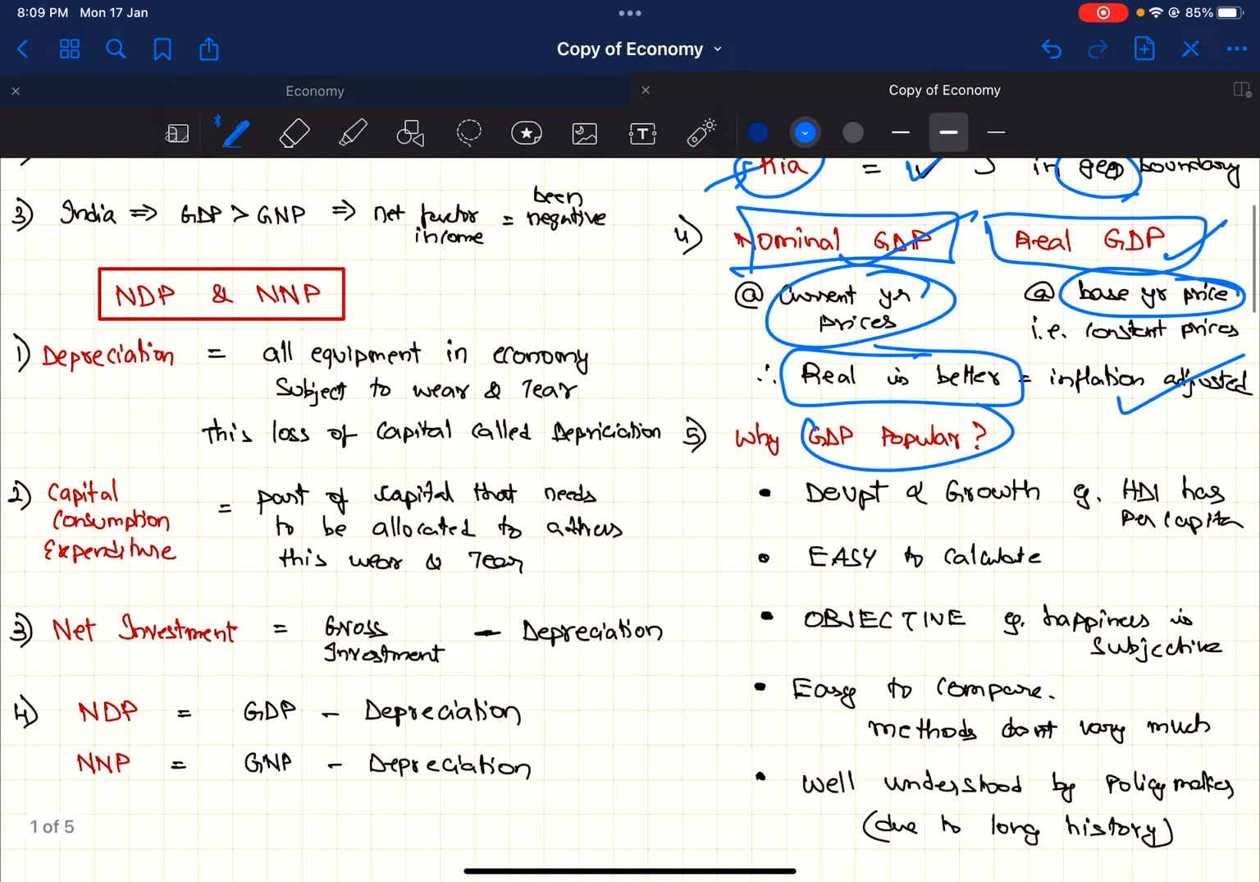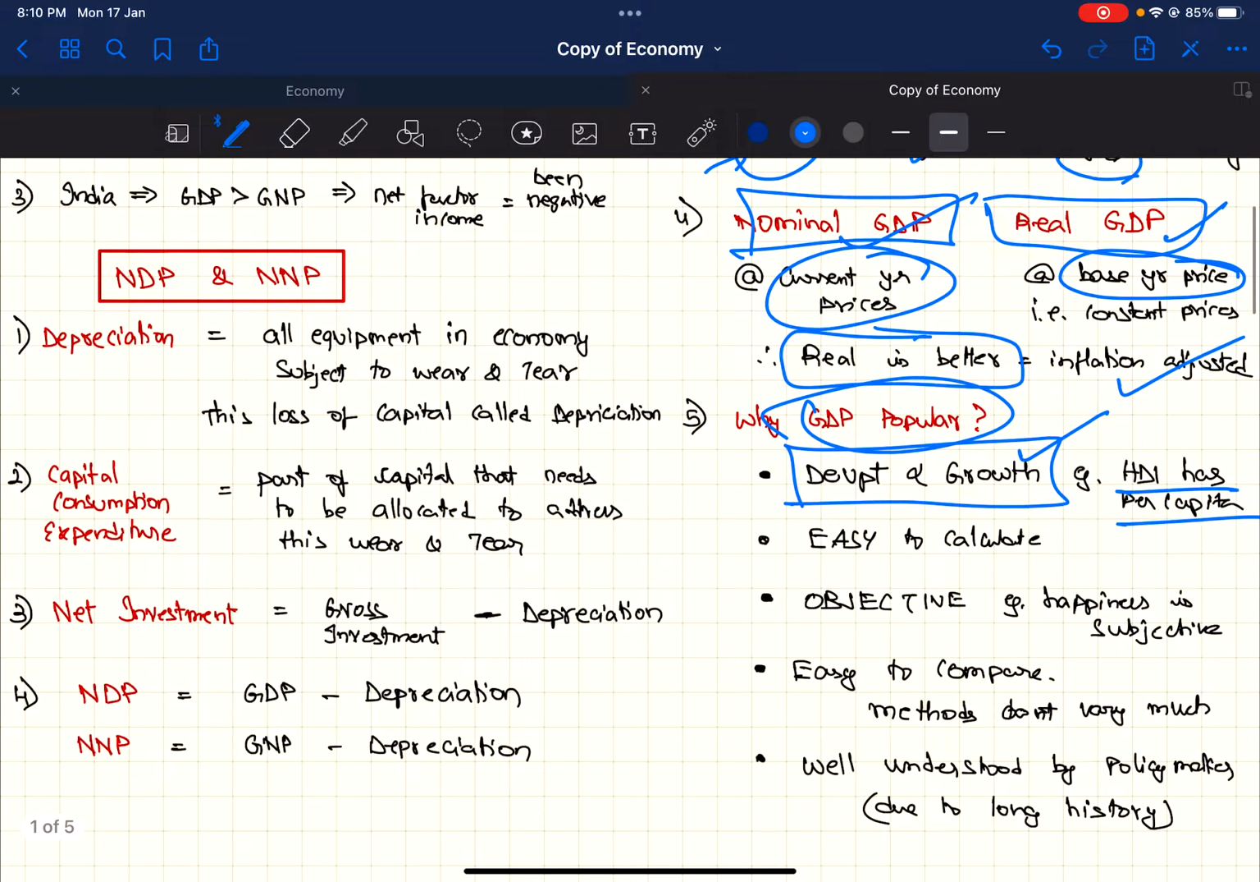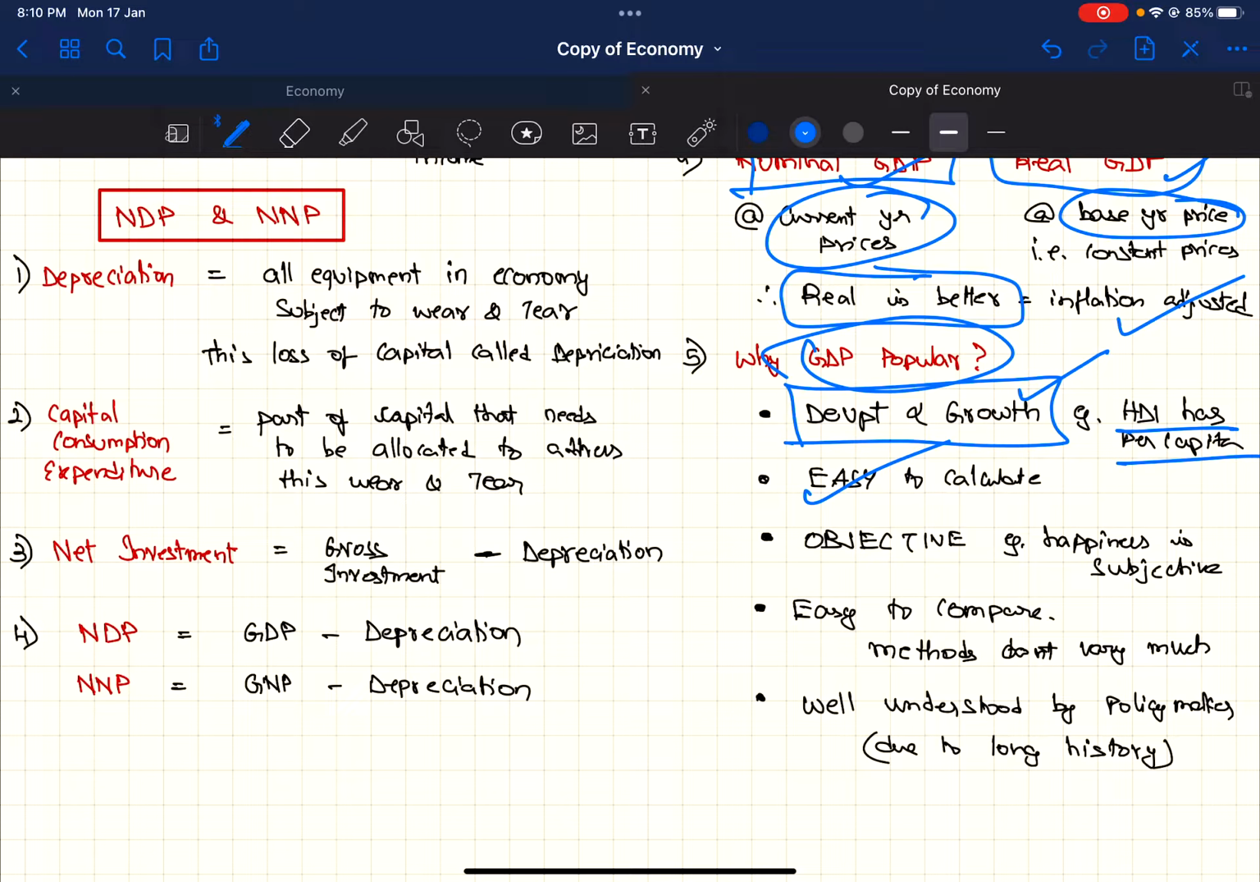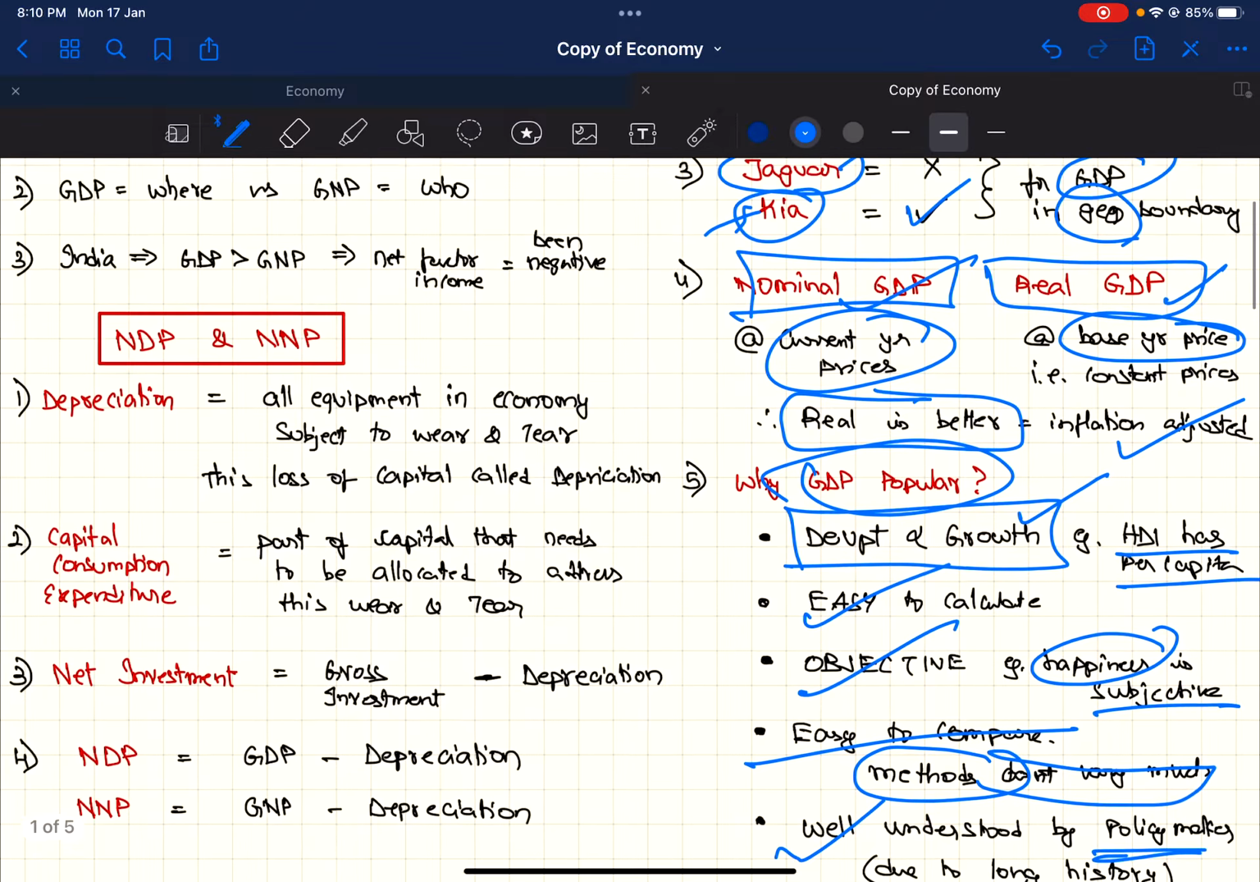Why is GDP so popular? Because development always comes from growth. For example, HDI has per capita income, and it is easy to calculate. It is objective. For example, happiness is subjective. It is easier to compare because methods don't vary much across the countries. It is well understood by the policymakers.